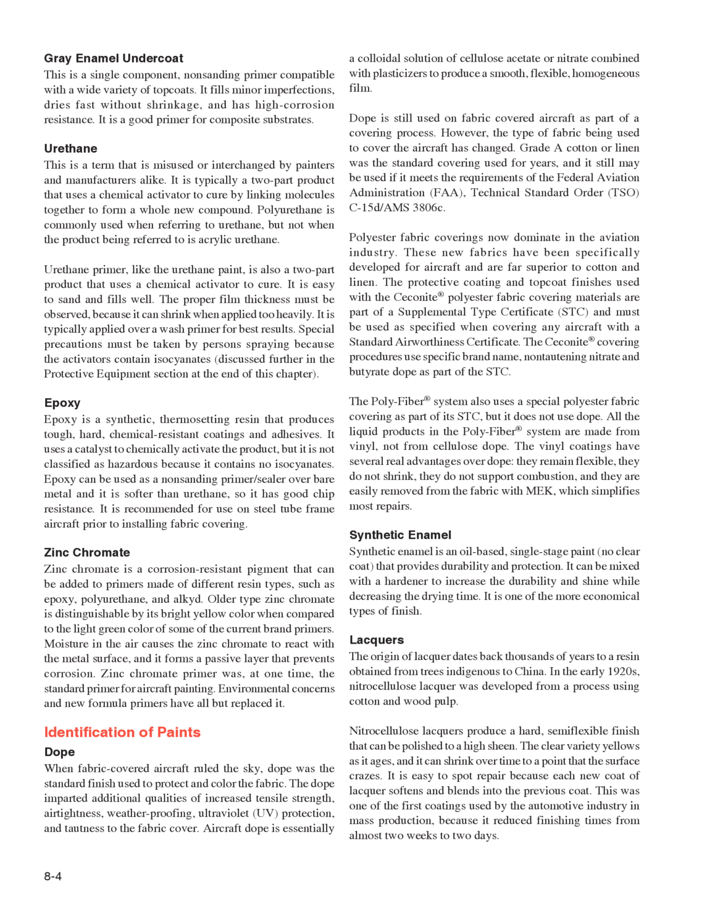The polyfiber system also uses a special polyester fabric covering as part of its STC, but it does not use dope. All the liquid products in the polyfiber system are made from vinyl, not from cellulose dope. The vinyl coatings have several real advantages over dope: they remain flexible, they do not shrink, they do not support combustion, and they are easily removed from the fabric with MEK, which simplifies most repairs.